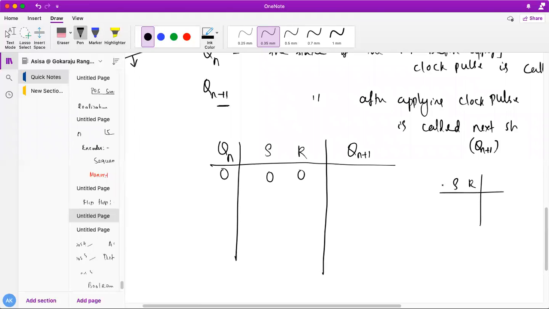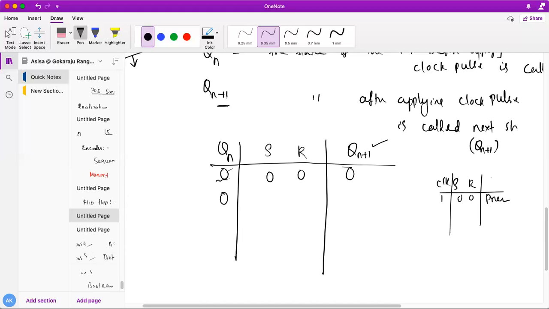Actually, SR, if it is clock, okay. So if it is 0 0, what will it do? If the clock is 1, what will it do? It will hold the previous value. Am I correct, students? So what is the previous value? Presently it has 0. What will be my next state? Next state is also the previous value, so it will actually be 0. Do you all understand, students?